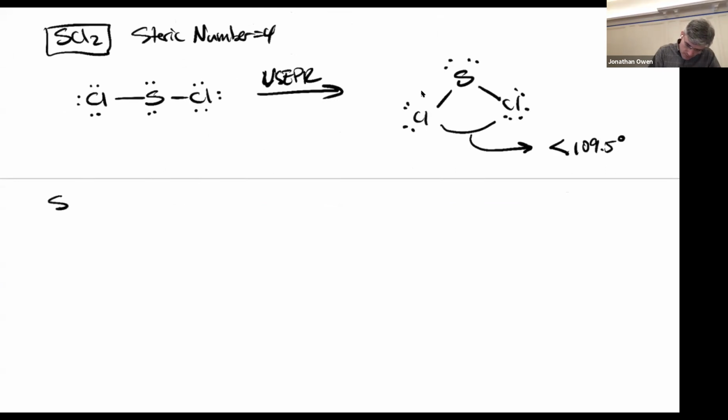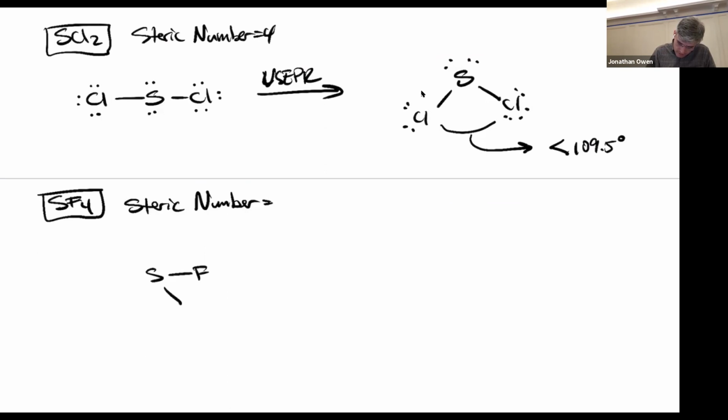Let's do another one. SF4. What's the steric number? To know the steric number, you've got to draw out a Lewis structure and count those electron pairs. So we got four bonds, that's an octet. If we split those guys in half, that would leave four behind on sulfur. We need two more than that. I need to have an electron pair up there. So here's our Lewis structure.